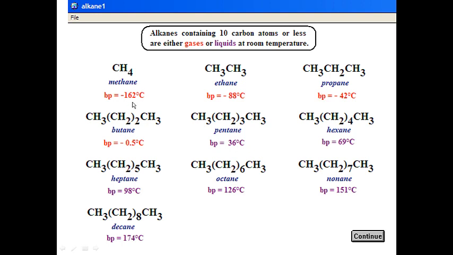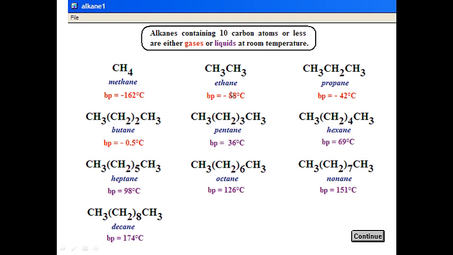So methane boils at minus 162 degrees. Well, methane is a gas unless you get down to that low temperature. And so methane and ethane and propane and butane are all gases at room temperature.